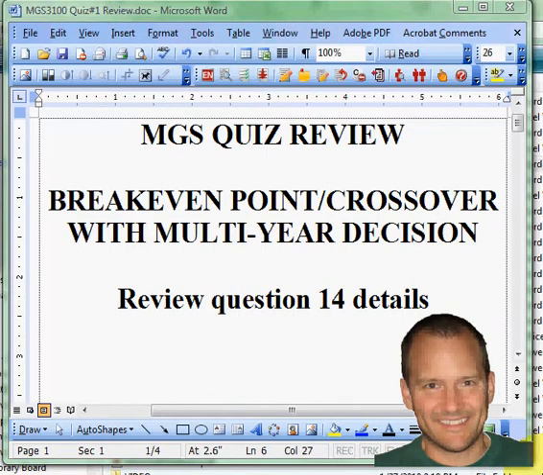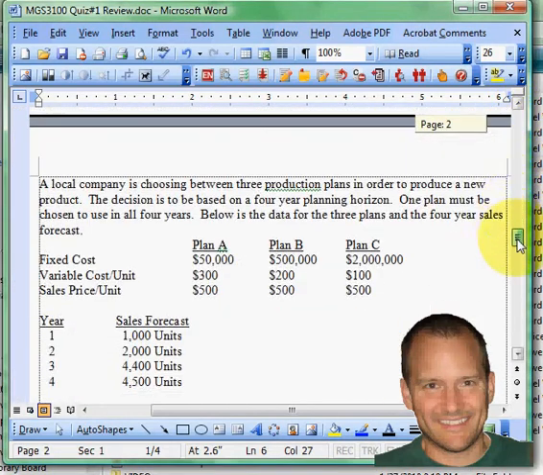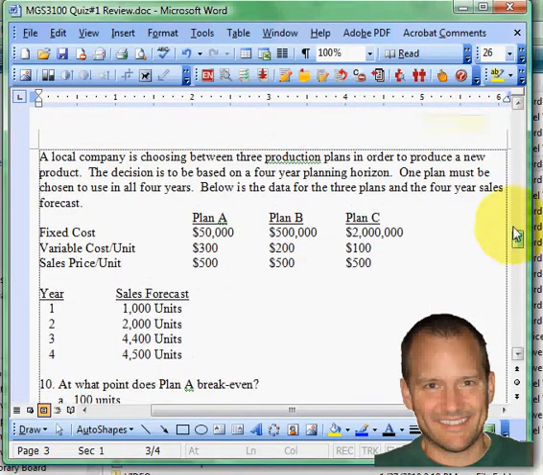Okay, let's spend a few minutes going over question number 14 from the review that we did last week in class. This is the one where we had a break-even crossover point question, and the question asked us in a multi-year scenario. In this case, we have a 4-year planning horizon with sales forecasts of 1,000, 2,000, 4,400, and 4,500 units. Which of these plans would make sense for the entire 4-year period?